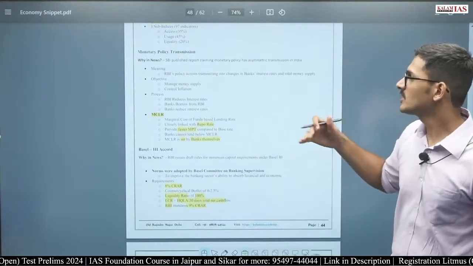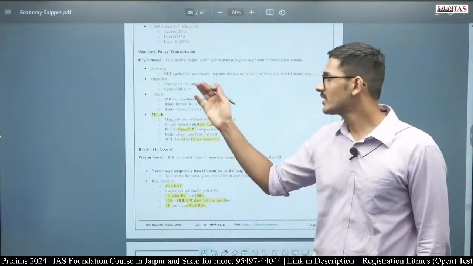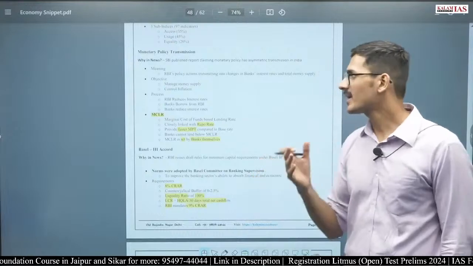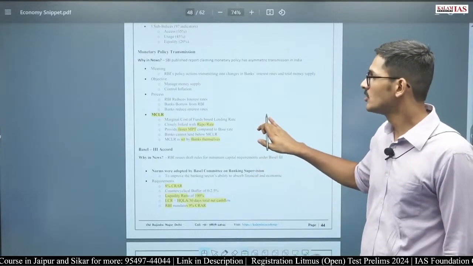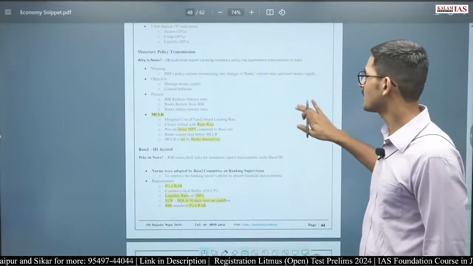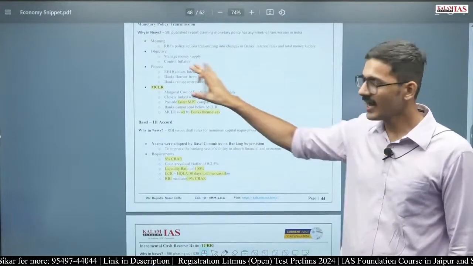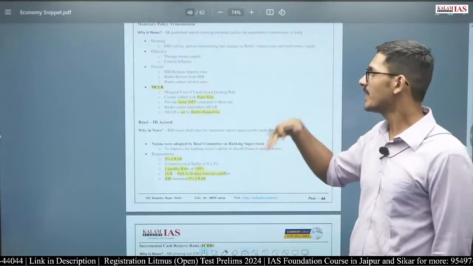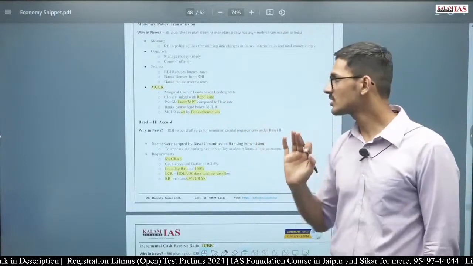Monetary policy transmission. What do you mean by monetary policy transmission? It is when the RBI policy action transmits into changes in the interest rate in the actual market. That is monetary policy transmission. So the objective is to manage money supply and control inflation. RBI will reduce interest rate. As a result, banks borrow from RBI, and banks will also reduce interest rate.